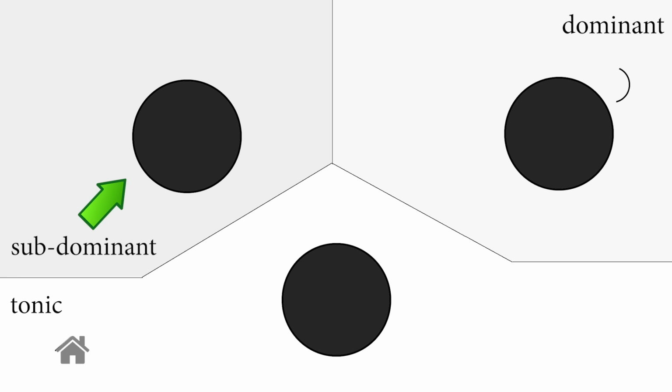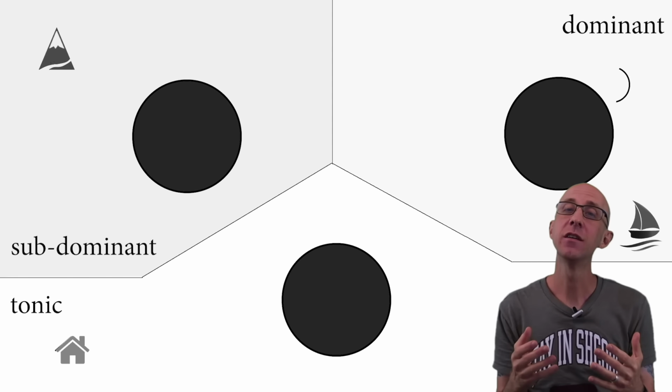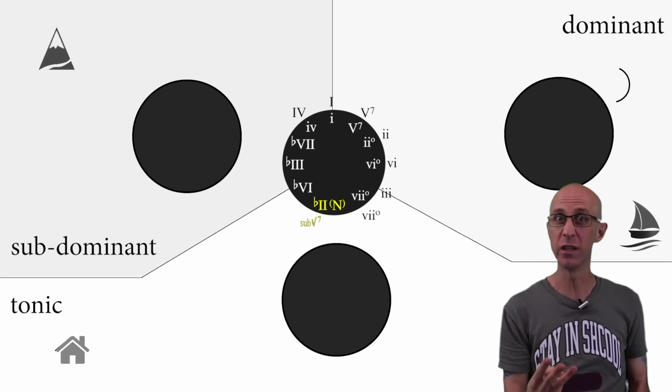The subdominant is a transitional place with a little bit of tension, and we'll represent it as a mountain, because coming from the subdominant to the tonic is known as a plagal cadence, which is usually used at the end of church hymns, like coming from a higher ground. The dominant is the region with the most amount of tension, and we'll represent it with a boat on a rough sea. So now we can classify each function in the circle as belonging to one of these 3 regions.